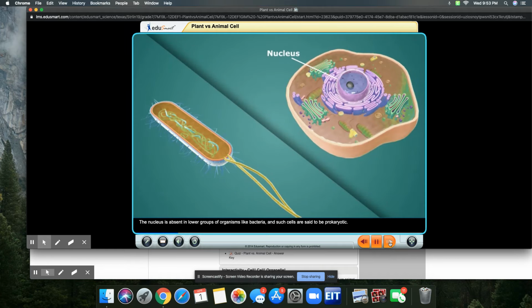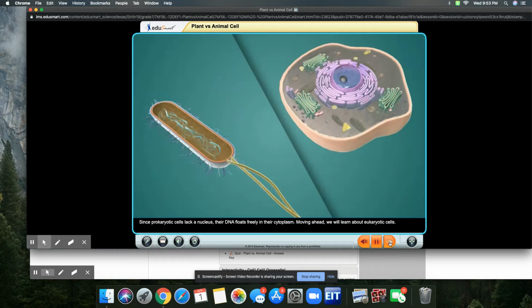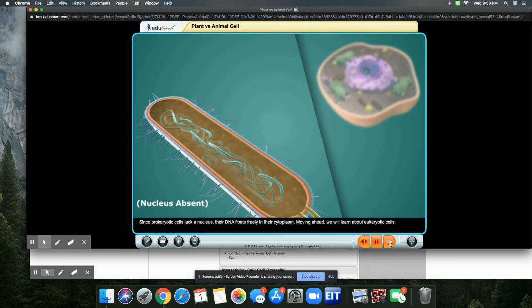The nucleus is absent in lower groups of organisms like bacteria, and such cells are said to be prokaryotic. Since prokaryotic cells lack a nucleus, their DNA floats freely in their cytoplasm. Moving ahead, we will learn about eukaryotic cells.